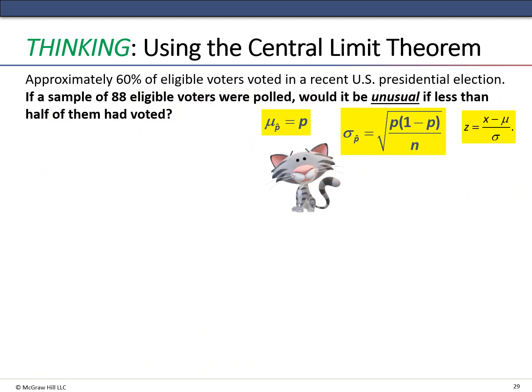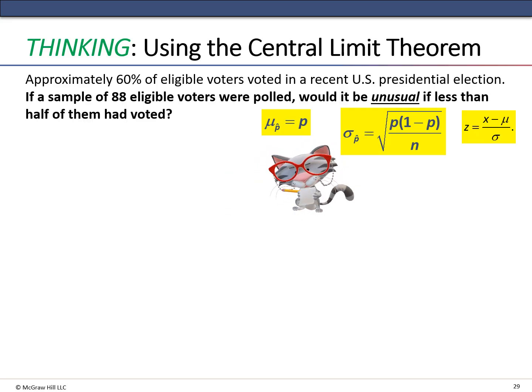So let's try another problem. Approximately 60% of eligible voters voted in a recent U.S. presidential election. If a sample of 88 eligible voters were polled, would it be unusual if less than half of them had voted? Again, remember, when we're talking about unusual, we're looking for percentages or proportions less than 5%, or 0.05. So hit pause and see if you can do this problem.